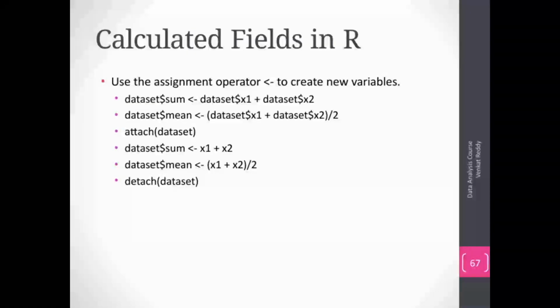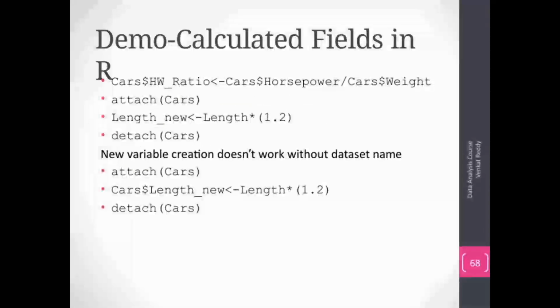Next, I'll demonstrate the use of attach. When we attach cars, R allows us to reference variables directly without the dataset prefix, which can make our code cleaner and easier to read. For example, after attaching, we can create a new variable lengthNew by multiplying length by 1.2.